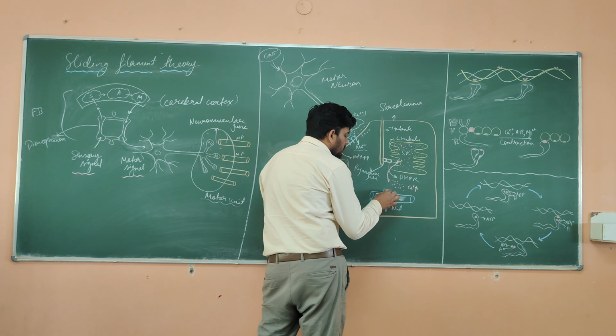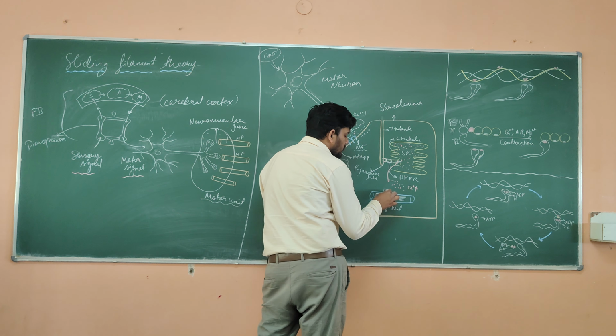Okay, so if you see the actin filaments which are here and the myosin filaments which are here, just below the actin filament, the interaction between the actin and myosin is inhibited by this tropomyosin. That is why tropomyosin and troponin, these two, are regulatory proteins.